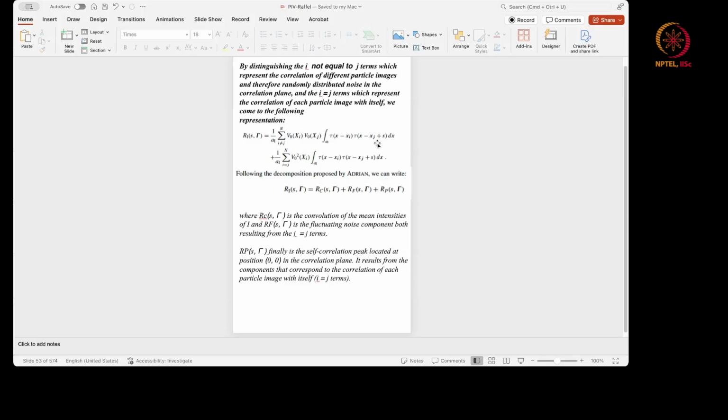Okay, so if we look at this, and Adrian did this, Ron Adrian, and then we actually follow this particular decomposition. So this is the total autocorrelation function. This autocorrelation function now has three parts. One part, this R_C part, is the convolution of mean intensities of I, and R_F, which is the second term, is the fluctuating noise component. Both of these arise from i not equal to j terms.